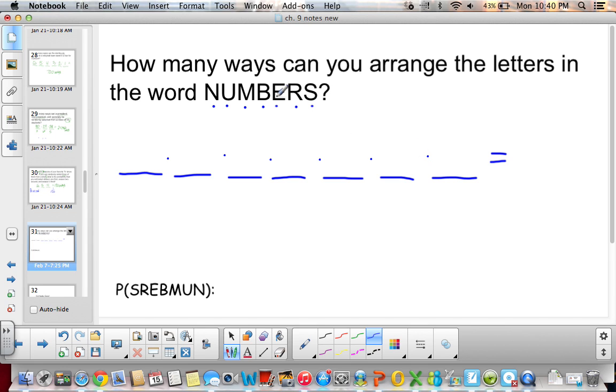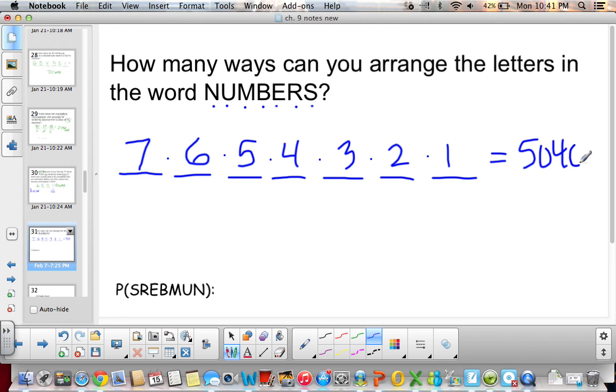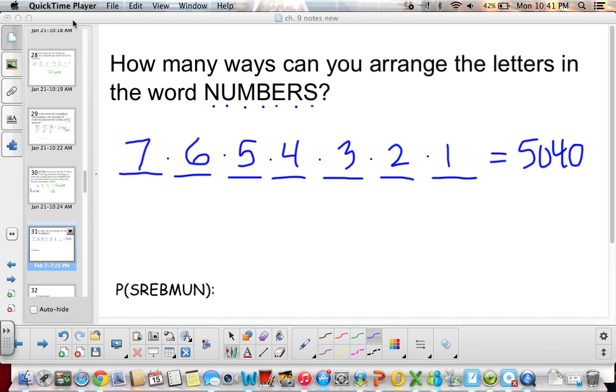So there's 7 letters in numbers, so I have 7 to choose from. 1 letter gets taken out, so I have 6 left. Another letter gets taken out, so I have 5 left. And then 4, and then 3, and then 2, and then 1. So then we can multiply those together. 7 times 6 times 5 times 4 times 3 times 2 times 1 equals 5,040 ways. Make sure that you're multiplying these numbers and not adding or subtracting or dividing.